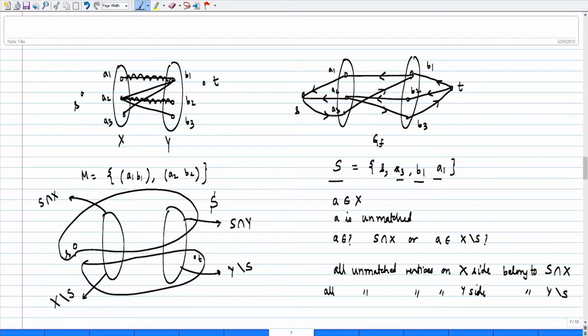So what we know is that if there are unmatched vertices on the X side, they belong on the upper part, which is S intersection X. If there are unmatched vertices on the Y side, they belong in the down part, which is Y minus S, right? Good. Now let us ask about matched edges. So there are matched edges in the graph.